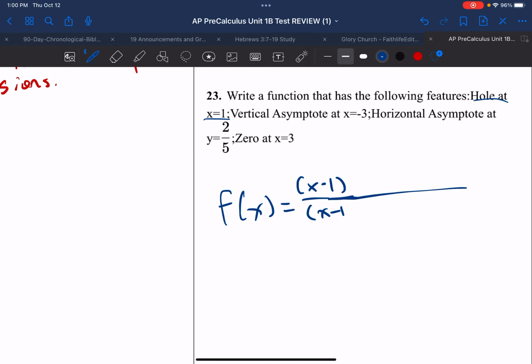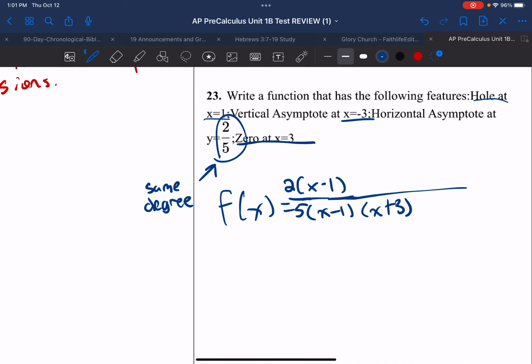And then I've got a vertical asymptote at -3. So vertical asymptote goes on bottom, and parentheses are liars. And then I've got a horizontal asymptote here at 2/5. So I'm going to want 2 and 5 in front. And for it to be a number, they have to have the same degree. Remember, lead over lead happens when it's the same degree. So we'll see where we're at when we fill in our things. So boom. And then a 0 at x equals 3. So x minus 3. So when I look at this then, did they have the same degree? Yes, I've got 2 x's on top and bottom, so that fills all my needs.